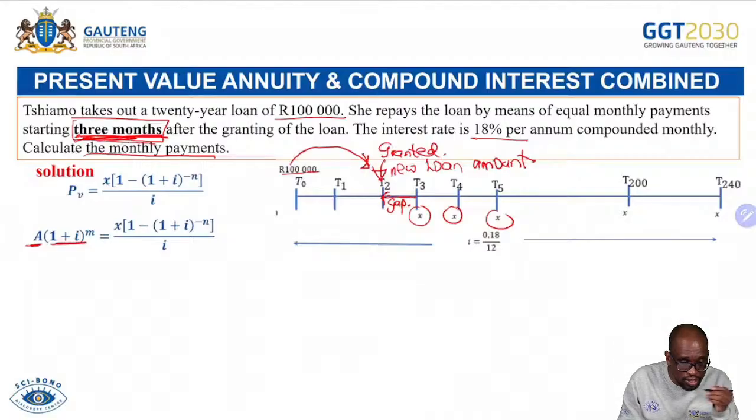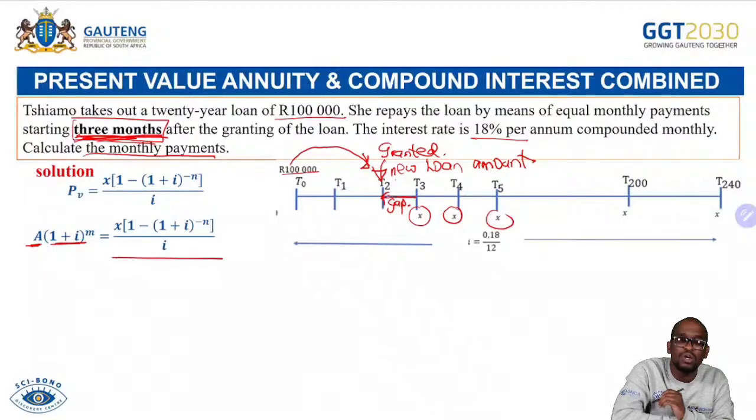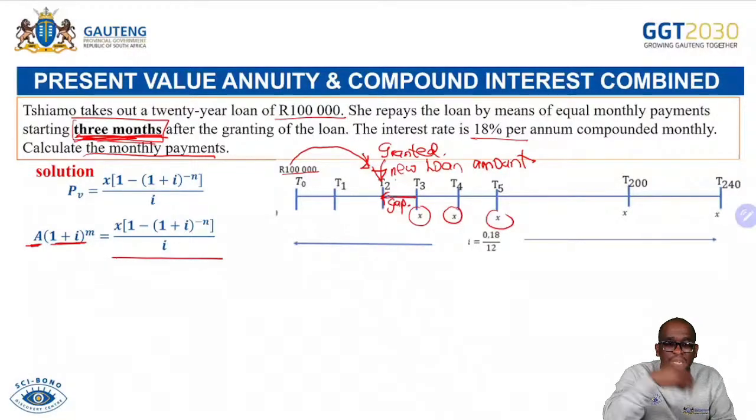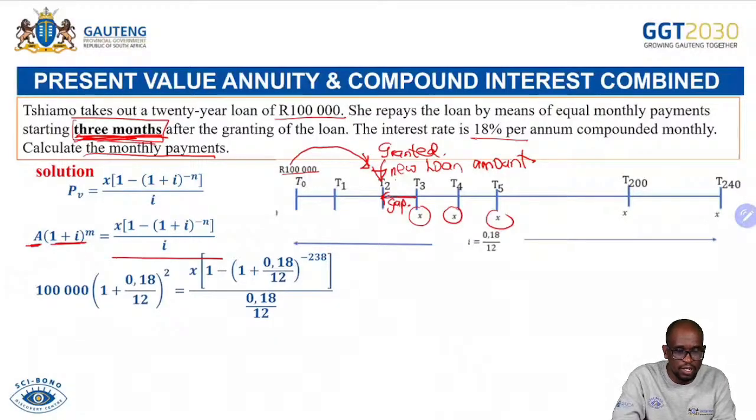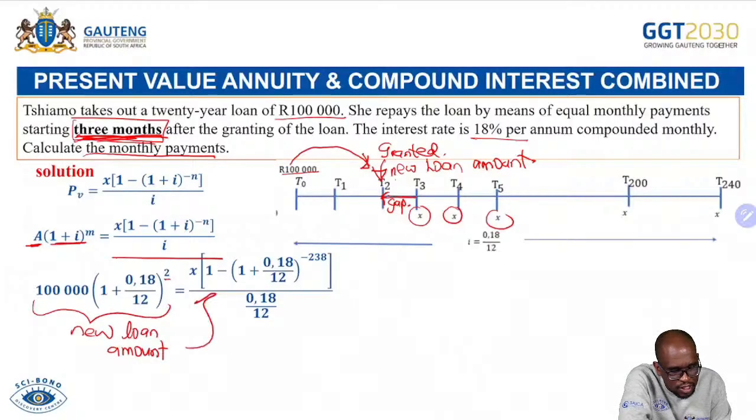All right. So that is how we varied the formula. The 100,000 will grow for 2 months, and then you take that to the annuity when you start repaying it. Okay, so that's what we have to deal with. Okay, so you see, we take the amount, the loan amount, it grows for a further 2 months. So this now represents what? The new loan amount.